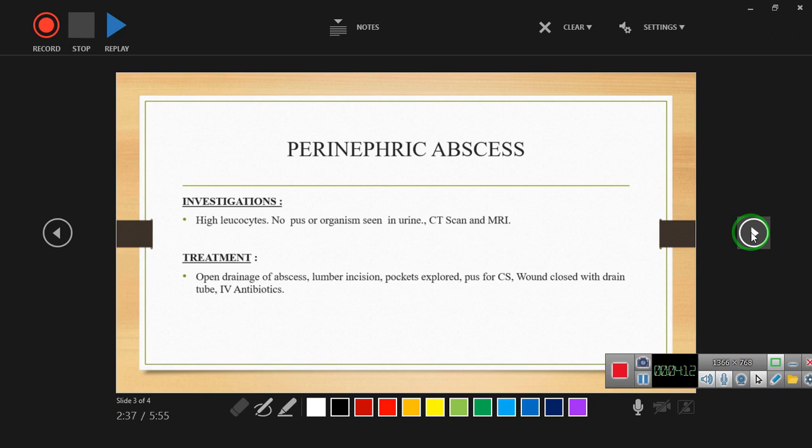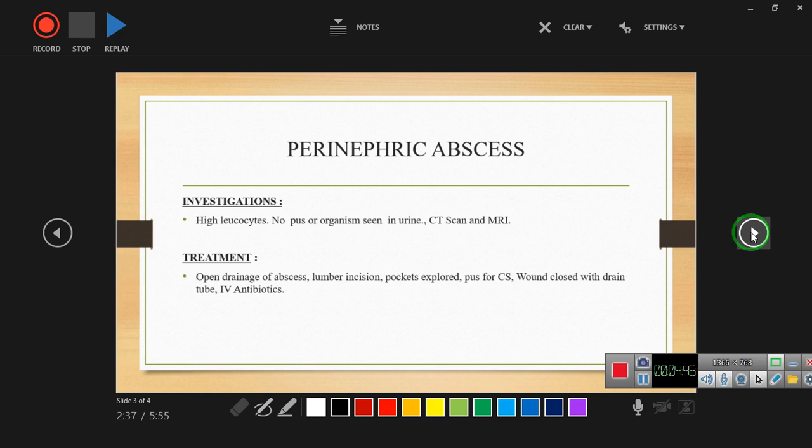Treatment: open drainage. Treatment of any abscess in the body is to drain the abscess and clear the area. So for that we have to make a lumbar incision over there. Pockets of the abscess are opened, and pus is taken and sent for culture and sensitivity. The wound is cleaned, washed, dried, and then it is closed with a drain. A drain tube is put in there.